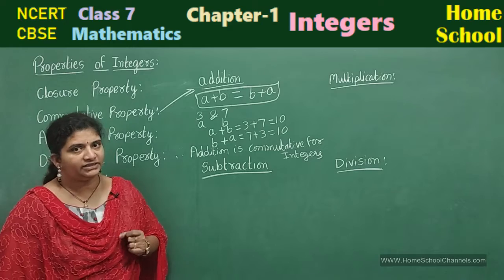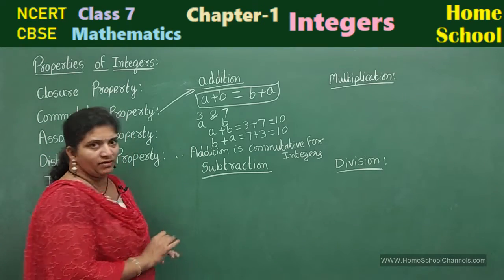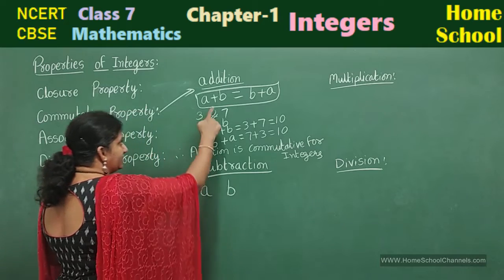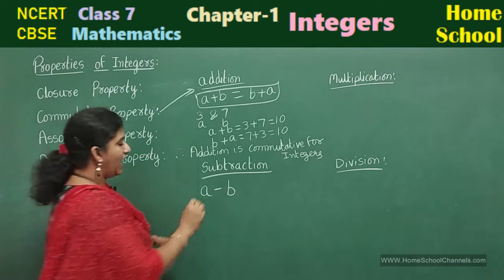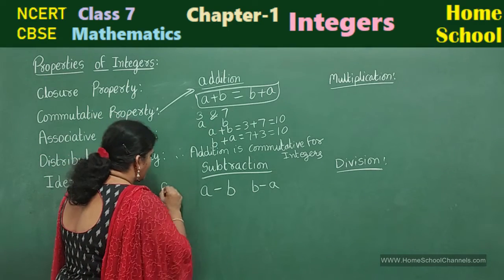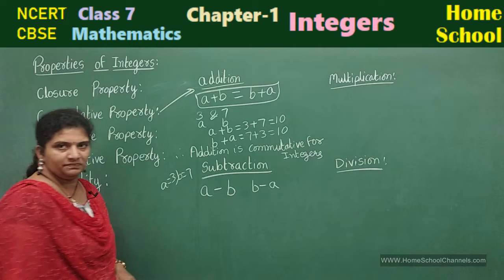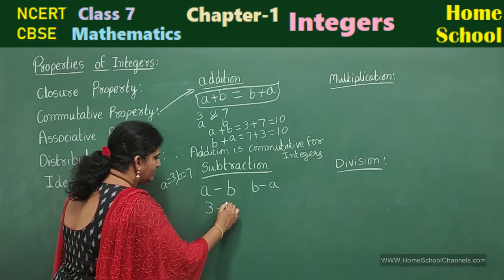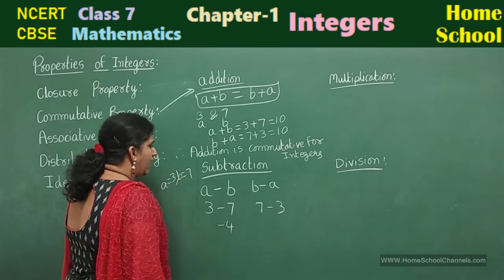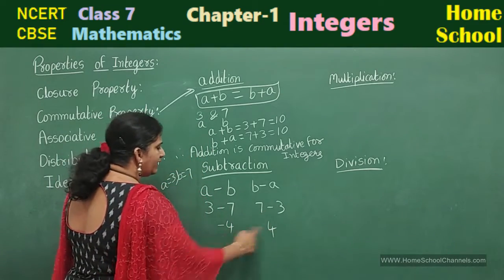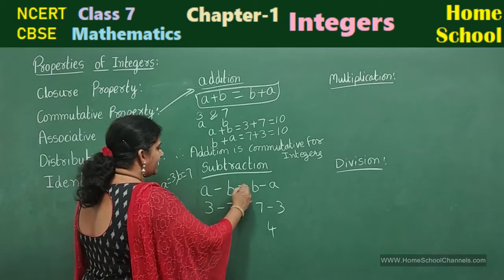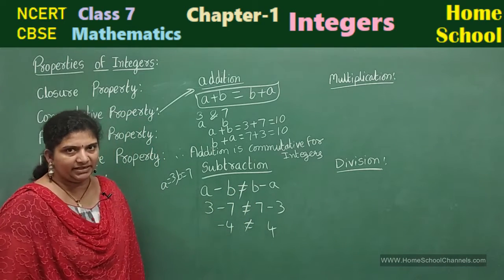Then let's go to the subtraction. Same manner. I take the same numbers 3 and 7 itself. Subtraction, in the place of plus, you need to write minus. A minus B, is it equal to B minus A or not? We need to check. A is equal to 3 and B is equal to 7. Substitute the value: 3 minus 7, and here 7 minus 3. 3 minus 7 is minus 4 and 7 minus 3 is 4. Are these two equal? No, they are not equal. This is minus 4 and this is 4. So what you can say? A minus B is not equal to B minus A.